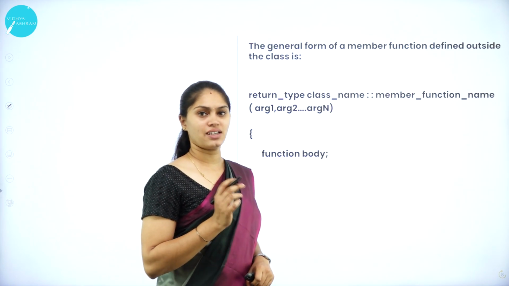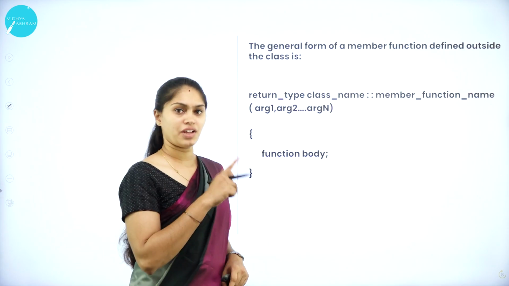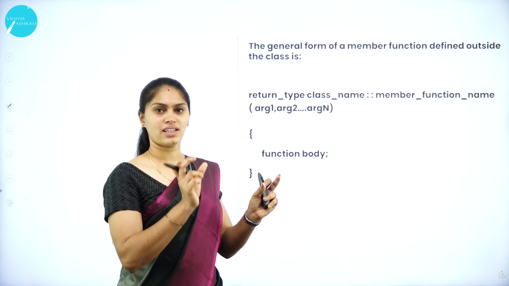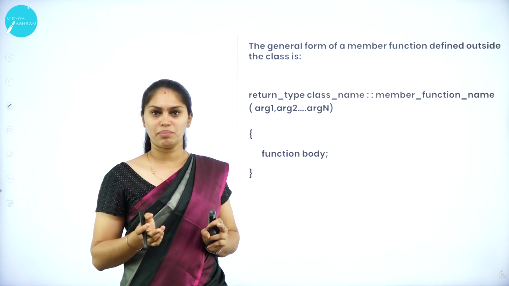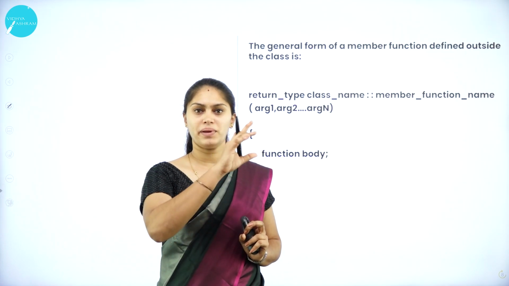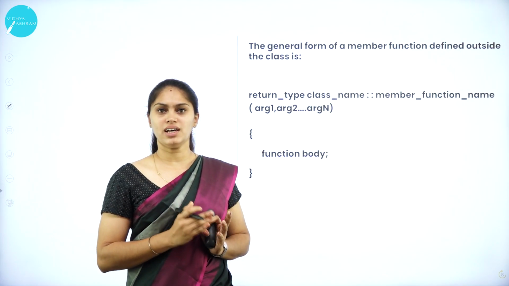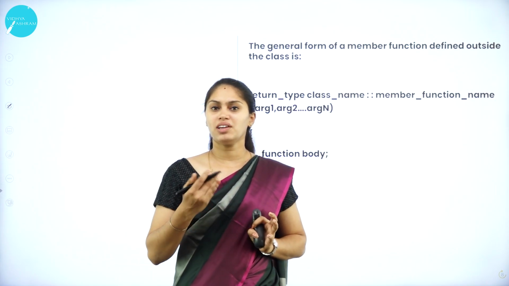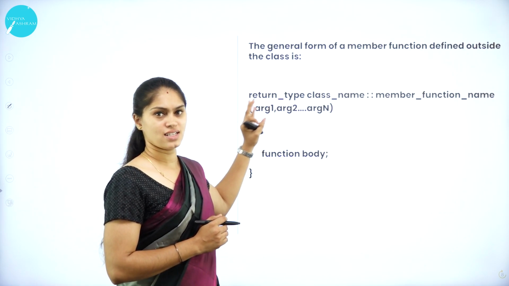Here you can see the general syntax in order to define the member function outside the class. For inside the class, there we require the return type and function name, and that comprises arguments. We can use any of the arguments or parameters which are required, and that comprises the function body, opening of the flower brace, then there will be several statements, and then closing of the flower brace. That is regarding inside the class definition. But what if I want to define the member function outside the class? Then you have to follow this syntax.